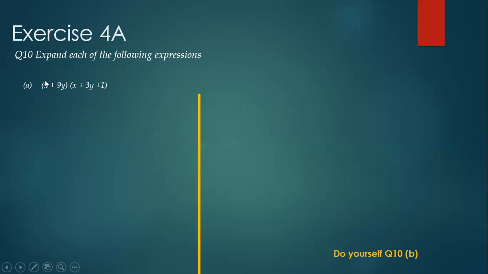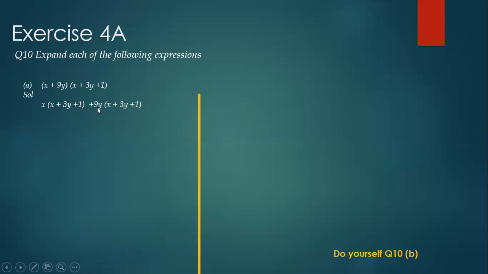So you're going to take the first member of the first bracket and multiply with the entire second bracket with 3 terms in it. And then take the second member of the first bracket and multiply with the entire second bracket. Just like this. x into x gives you x square. x times 3y gives you plus 3xy. And x times plus 1 gives you plus x.